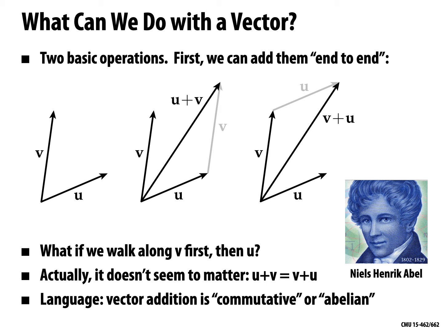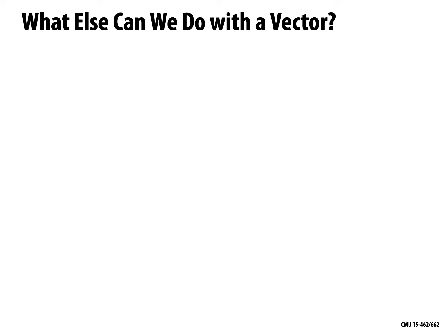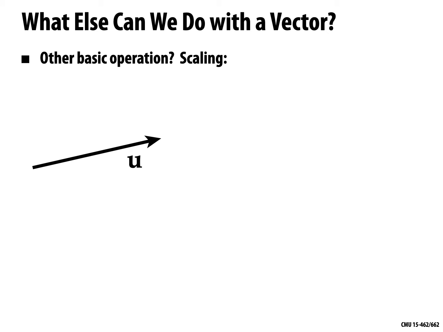All right? What else can we do with a vector? So I said there are two basic operations. The other basic one would be scaling. So if I have a vector u, then, for instance, I can scale it or multiply it by a constant 2. How do I do that? Well, I just lay out two copies of the vector u.